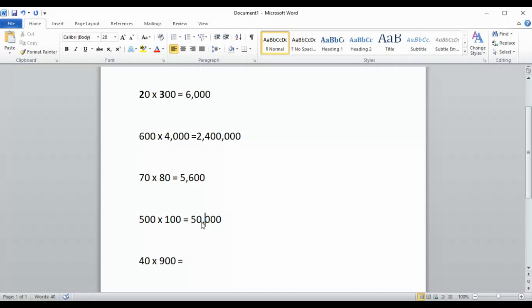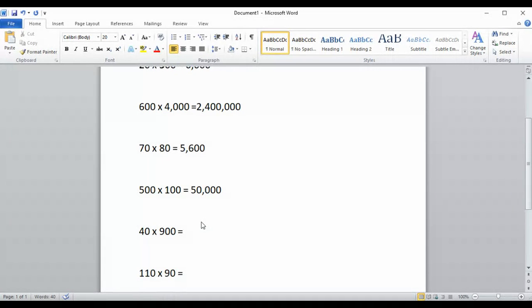Our next problem is 440 times 900. So the math fact is 4 times 9, which is 36. How many zeros do we add? 1, 2, 3. And last but not least, add the comma in the correct place.